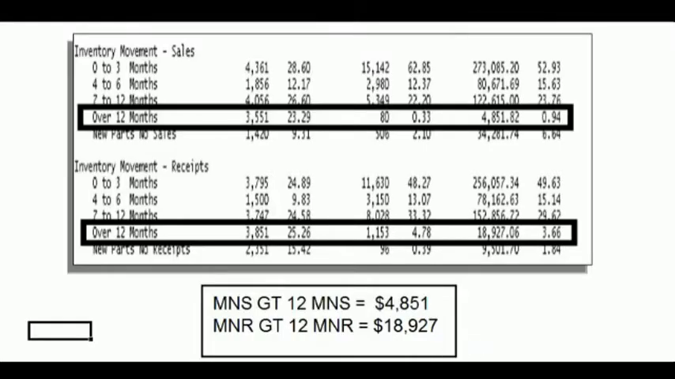Well, and you're right, Jaron. When we look at these two closely, we start to see that the MNS greater than 12 is $4,800, and the MNR greater than 12 is $18,000. So quite a difference. You would think that they'd both be the same, Jer.